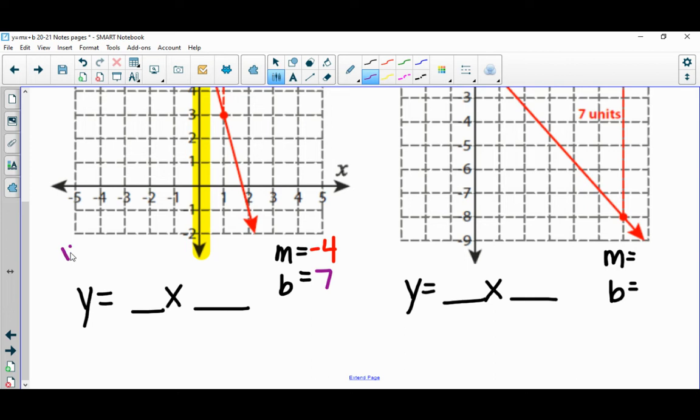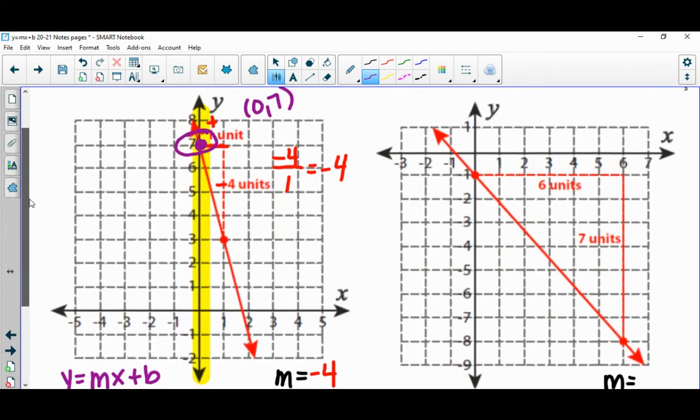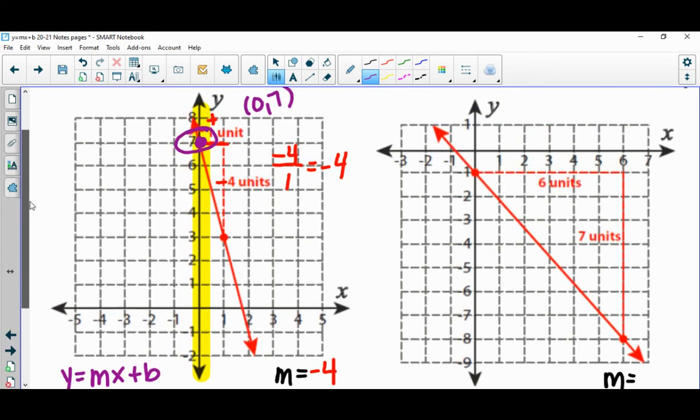If I go back to my equation, which is y equals mx plus b, I'm going to plug in a negative 4 attached to my x, representing my slope, and then my y-intercept is a positive 7, so I'm going to put plus 7. So the equation for the graph of this line is y equals negative 4x plus 7.